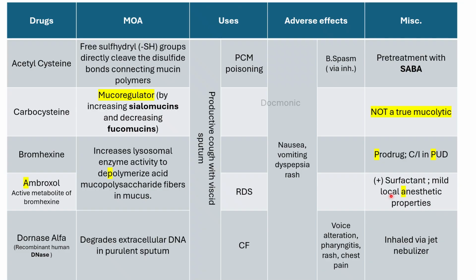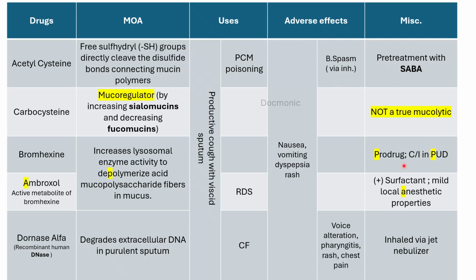And coming to adverse effects, the class adverse effects are nausea, vomiting, GI effects that is dyspepsia, and rash. Coming to each individual adverse effect, acetylcysteine, when given by inhalation route, causes bronchospasm. And with dornase alpha, there is voice alteration, pharyngitis, rash, and chest pain. Since acetylcysteine causes bronchospasm by inhalation, while administering we have to give a SABA, that is a short-acting beta agonist like salbutamol.